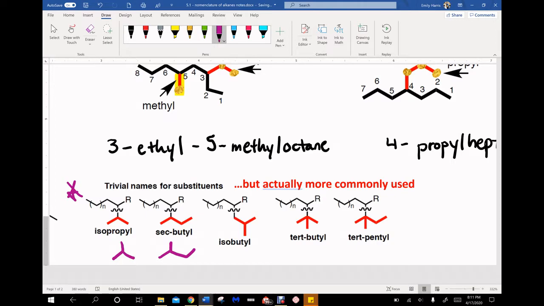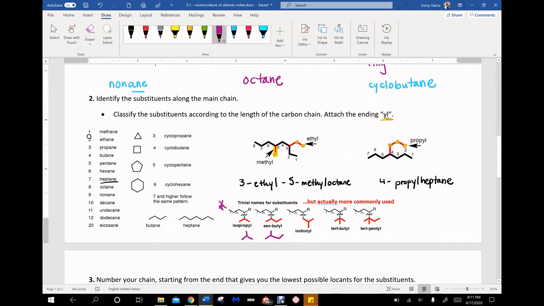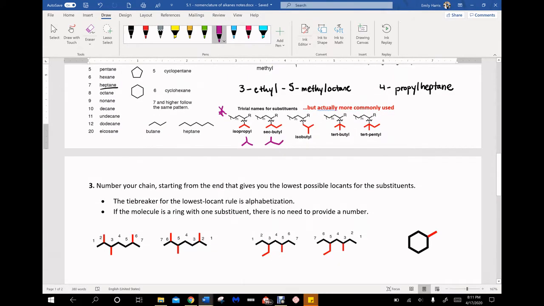And so it says these names are trivial, but actually in the real world, they're probably more commonly used than the more formal IUPAC names. And so you'll get used to these as we go along, but just know that they're here for reference as we continue working. All right. So we're through our first 2 guidelines. Let's knock out the next one.